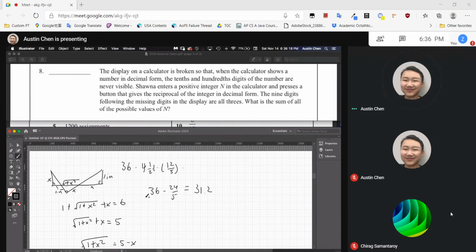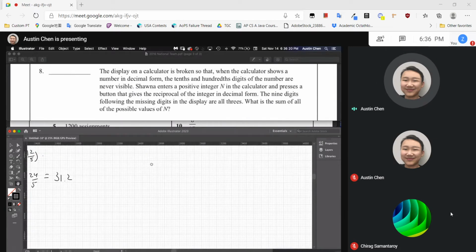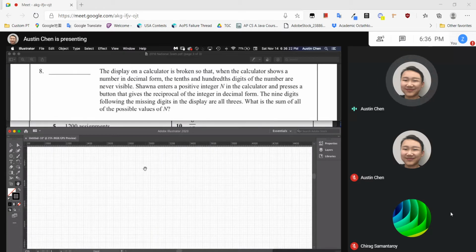All right. The display on a calculator is broken so that when the calculator shows a number in decimal form, the tenths and hundredths digits of the number are never visible. Shauna enters a positive integer n in the calculator and presses a button that gives the reciprocal of the integer in decimal form. The 9 digits following the missing digits in the display are all threes. What is the sum of the possible values of n?